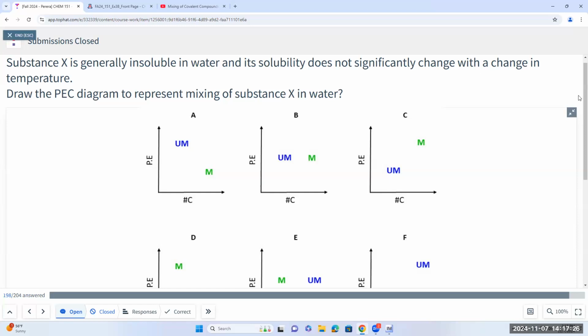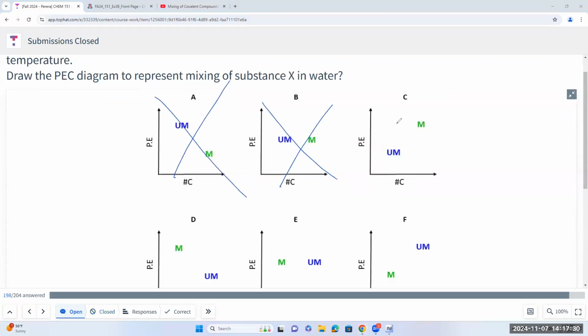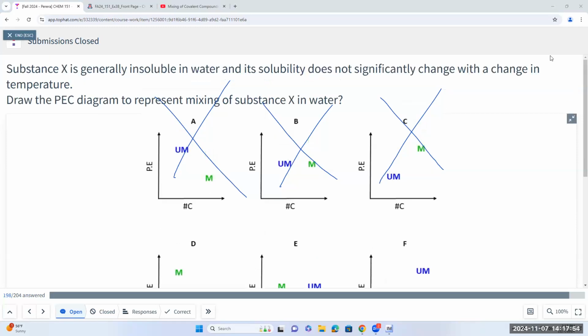Therefore, we can eliminate options A, B, and C right away. Why? In options A, B, and C, the mixed state has a higher number of configurations, meaning they are generally soluble cases. So they are not relevant to this case. Between D, E, and F, in all of them we have the mixed state at a lower number of configurations, meaning it's generally insoluble. But to decide between D, E, and F, we need more information, and you are given some information.